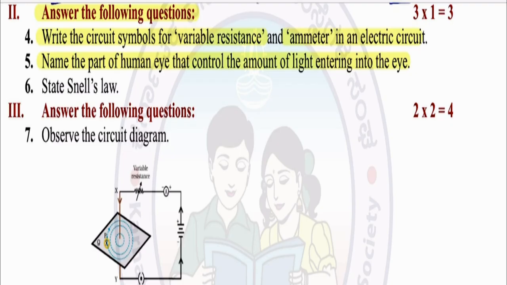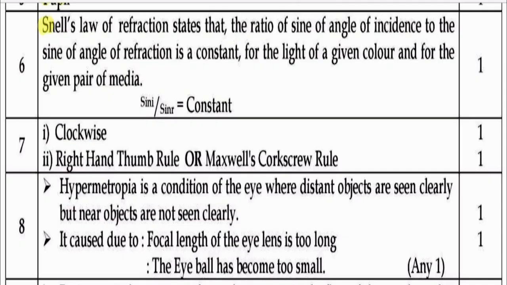Let's go to sixth question. State Snell's law. Snell's law of refraction states that the ratio of sine of angle of incidence to the sine of angle of refraction is a constant for the light of a given color and for the given pair of media. Sin i by sin r is equal to constant, and I think you also know this formula: n1 sin theta 1 is equal to n2 sin theta 2.